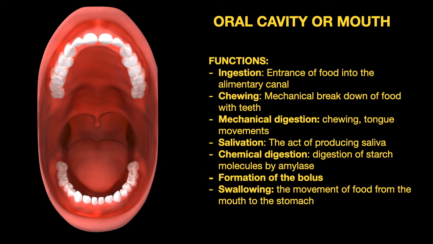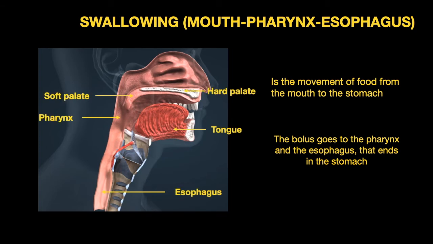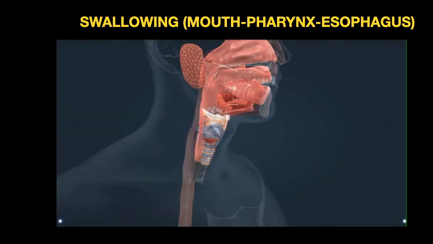Swallowing is the movement of food from the mouth to the stomach. The entire process takes about 4-8 seconds for solid food and just 1 second for liquids. The tongue pushes the bolus towards the pharynx, also known as the throat, and from there it goes to the esophagus, which ends in the stomach. There are 3 main stages in this process.